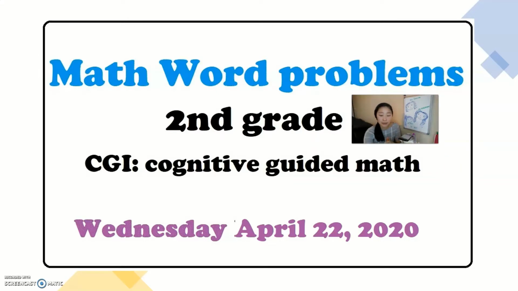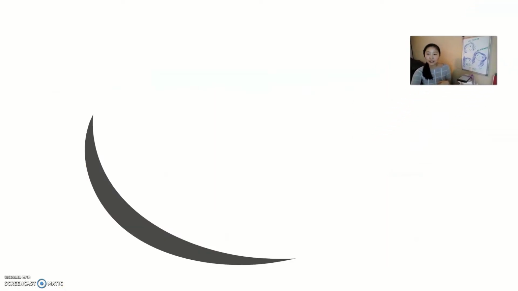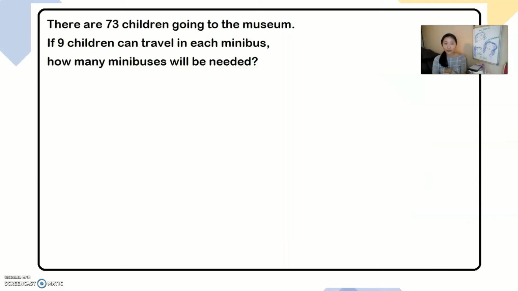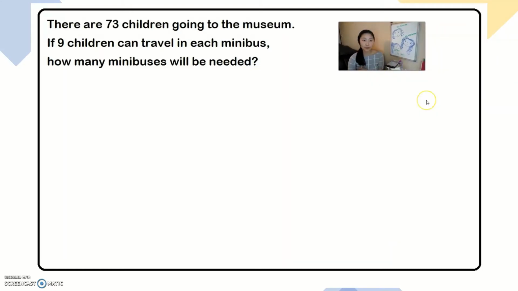Today we are actually talking about if we were to go on a field trip kind of situation. So let's move on. Today we're talking about these cute little buses. They're actually called minibuses, and in our situation today we're going to say that we can only fit 9 kids on one bus. So let's say we are going on our field trip and there's actually 73 kids going to the museum. If 9 kids can travel in one minibus, how many minibuses will we need? That's the problem today, so we're going to go right into our retelling.